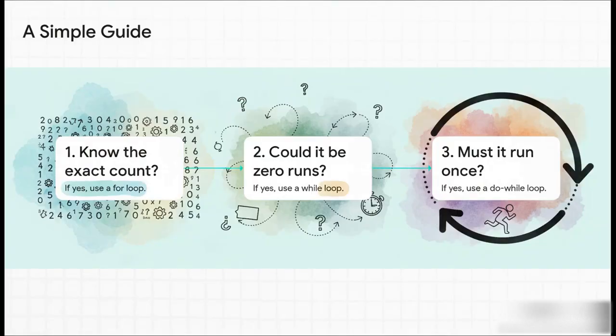But hey, let's make it even simpler. You can basically just ask yourself these 3 simple questions. First, do I know the exact count? If the answer is yes, just use a for loop. If it's no, then ask yourself, could this loop potentially run 0 times? If yes, while is your safe bet. But if that code absolutely must run at least once, then do while is exactly what you need.